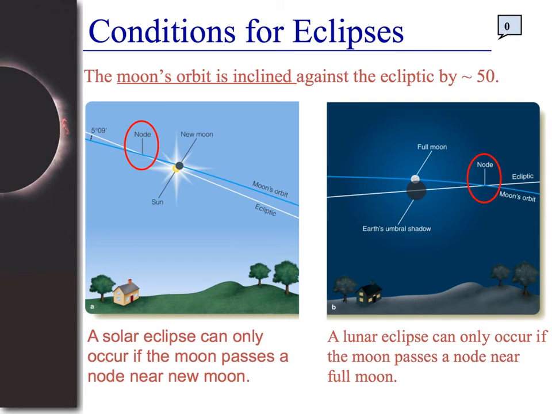So those are the conditions necessary for an eclipse, is that you have to have the correct moon phase and you have to have the moon that is crossing a node on the ecliptic. And it's off by 5 degrees. This should say 5 degrees, not 50. So that should be the degree symbol.